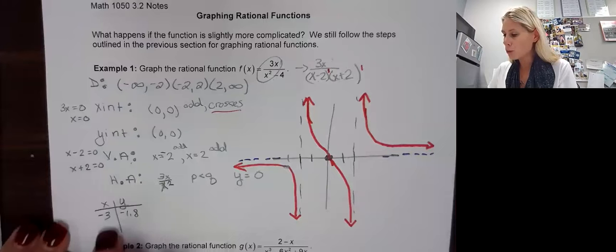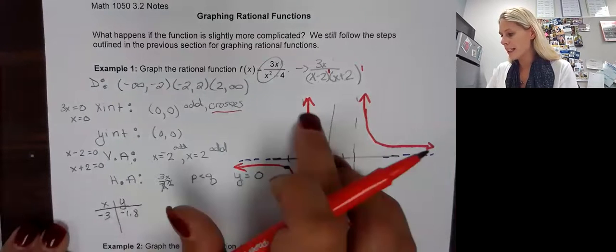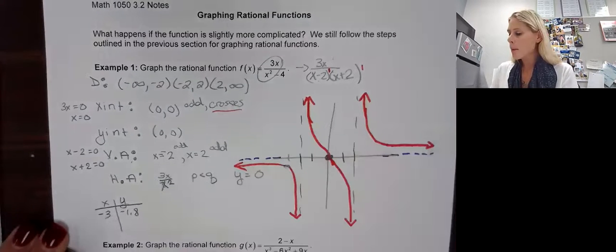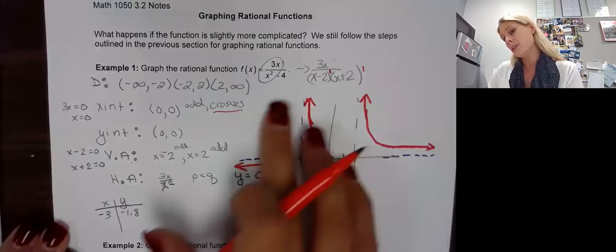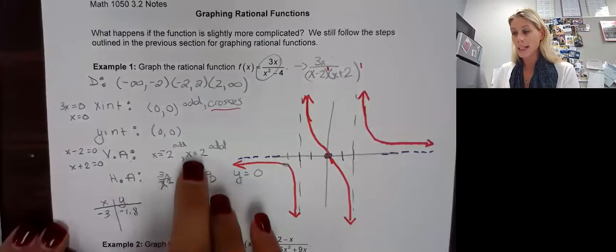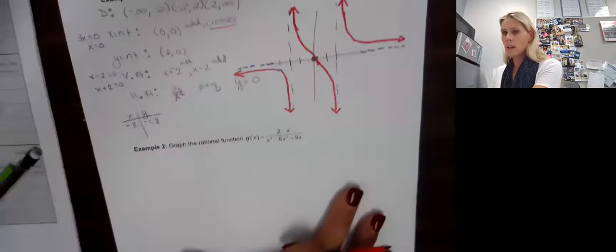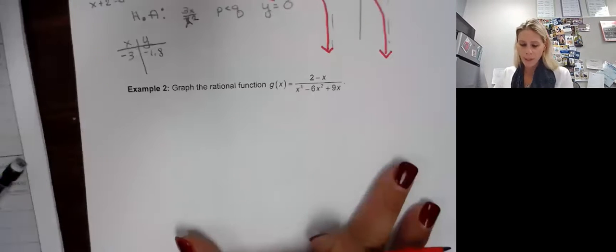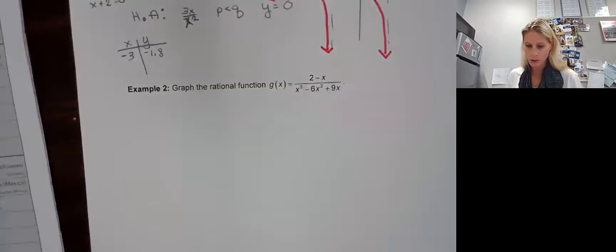If you wanted to do more points to figure out where it was in here and out here, go for it. But it'd be nice to use that trick of the odd and even asymptotes. Okay, let's go on to the next one. We're going to fill out all of our information first.